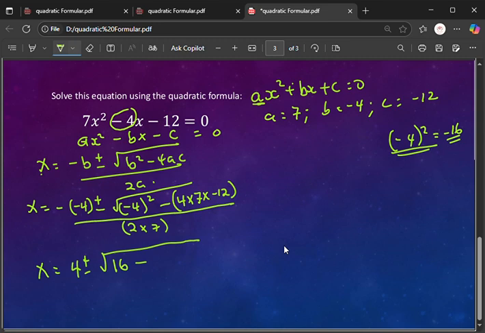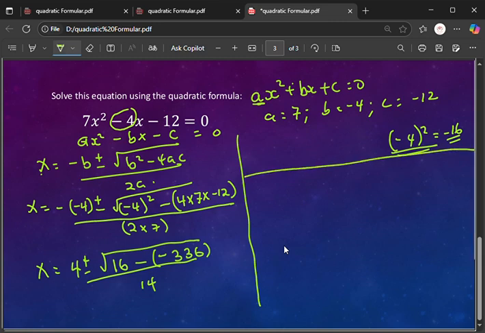Okay, so 4 times 7 is 28, and then times 12, and then here we shall get negative, because you can see in the parenthesis we have 4 times 7 times negative 12, so negative 336, okay, and then all over 14. You have to be careful here, and then here we continue our simplifying. Now we have 4 plus or minus root 16. Because we have two negatives, it will be now plus 336 over 14.